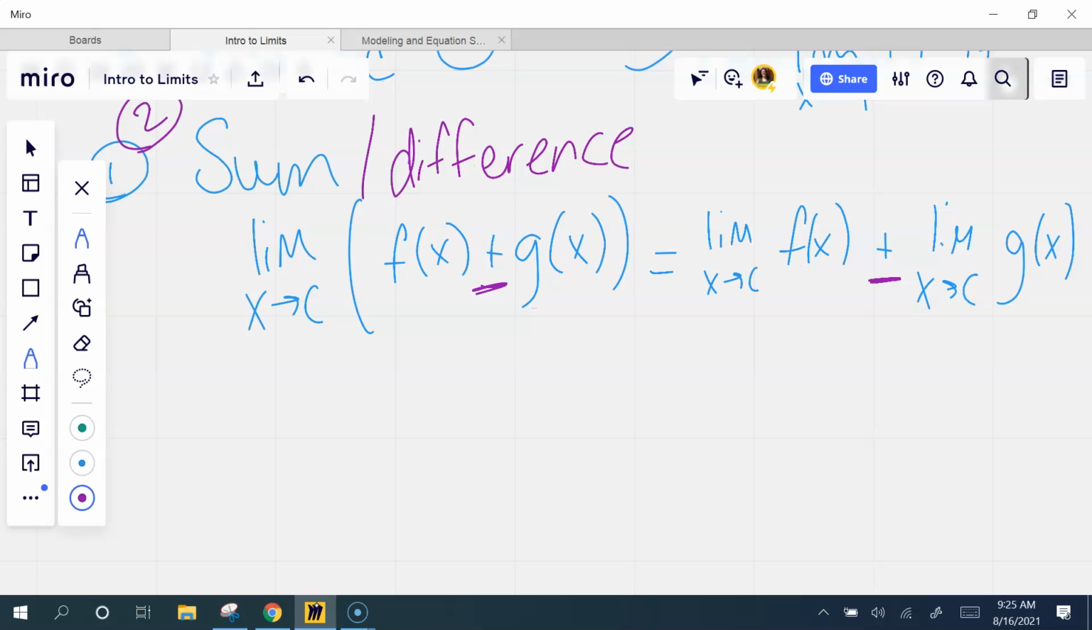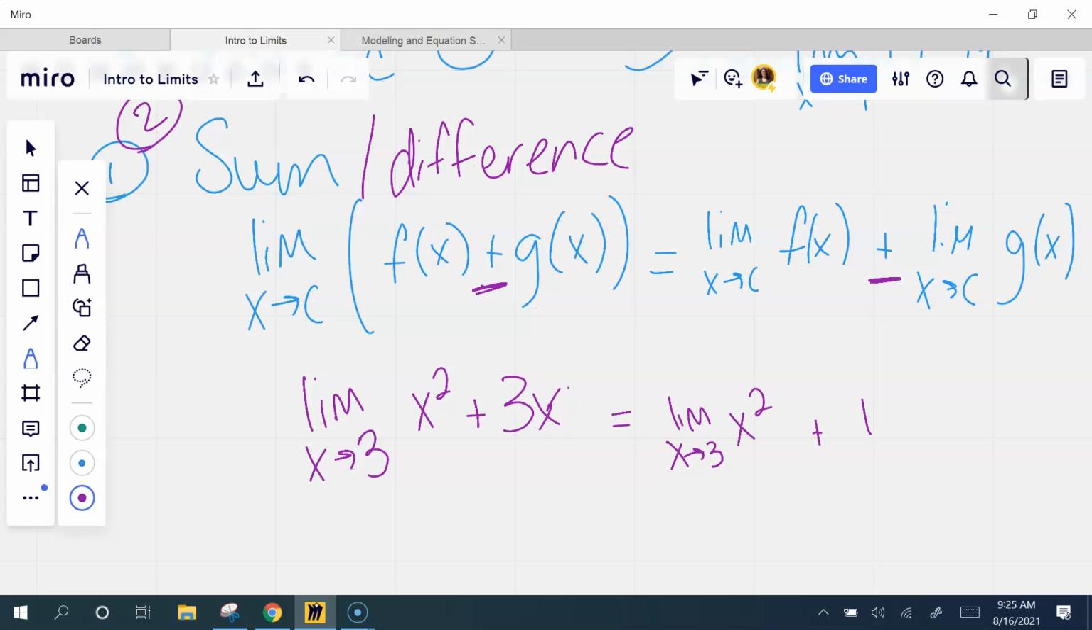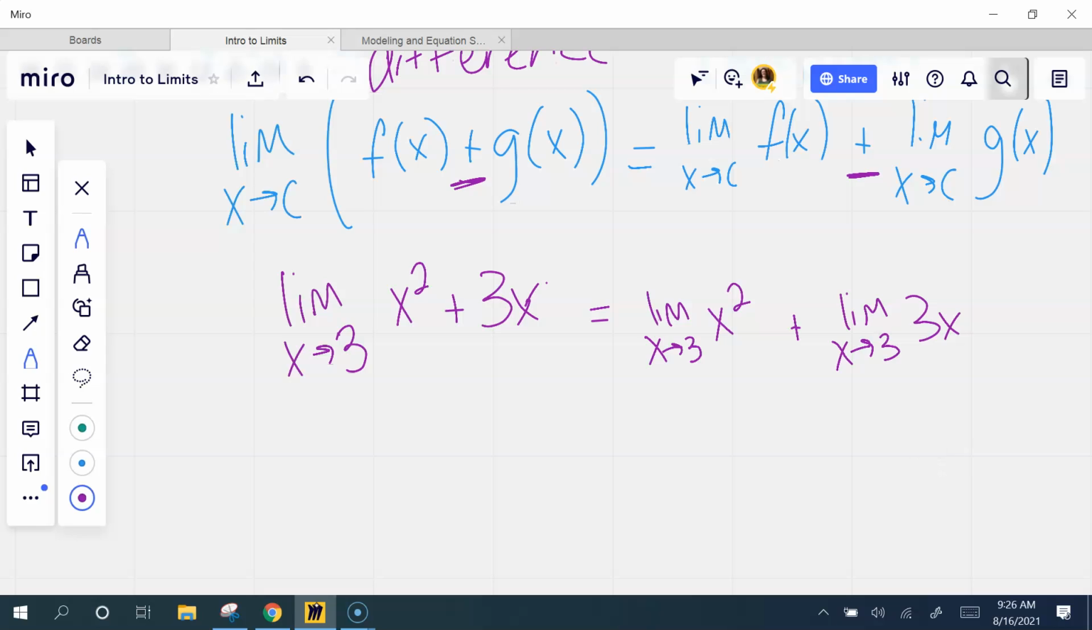So basically, if I had the limit as x goes to 3 of x squared plus 3x, okay, then I could split this up as the limit as x goes to 3 of x squared plus the limit as x goes to 3 of 3x. That way, I could evaluate. What's the limit as x goes to 3 of x squared?